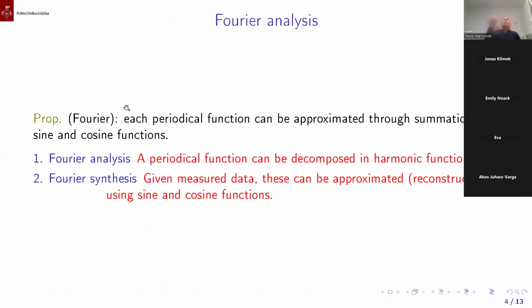Fourier, or trigonometric functions. Look at this proposition. Fourier is the mathematician. Each periodical function can be approximated through a summation of sine and cosine functions. Each periodical function. If it's not periodical, we will see that we can do it nevertheless, but of course, we have to pay the price.